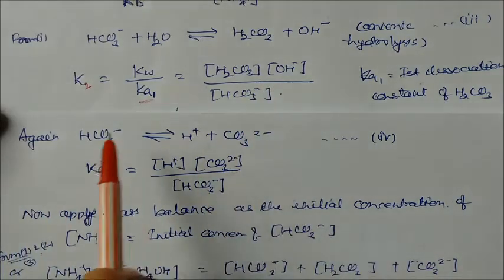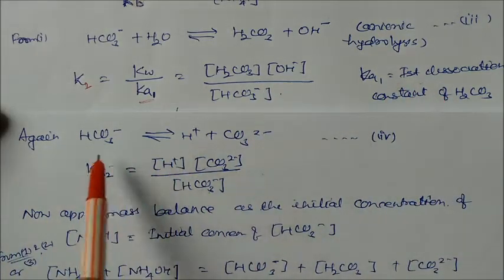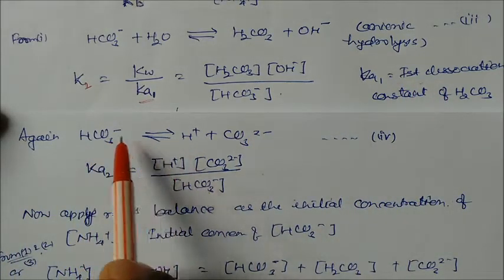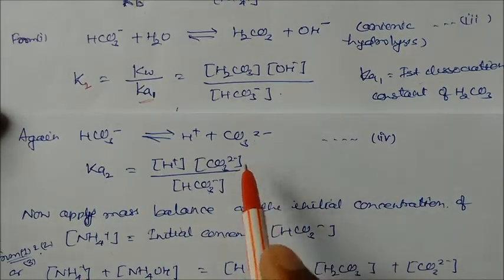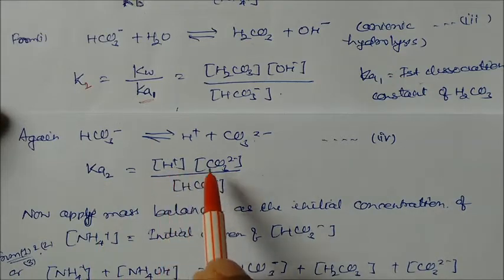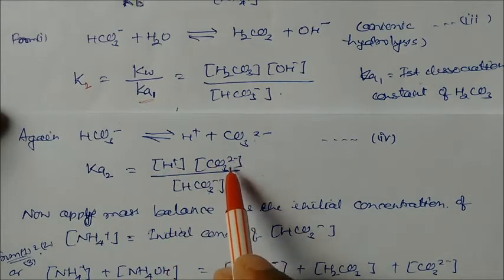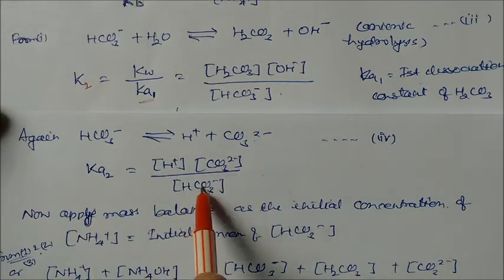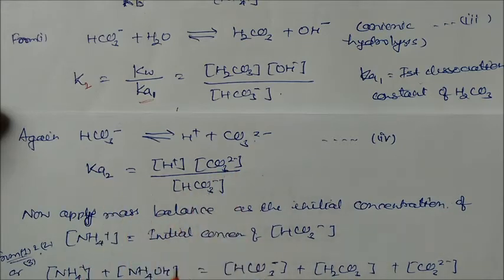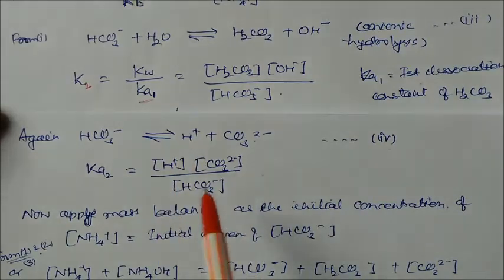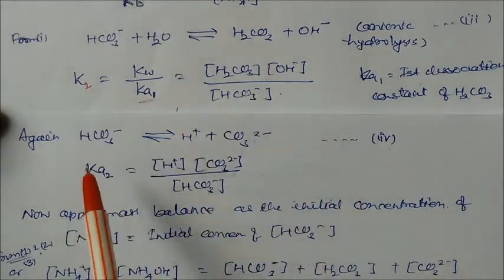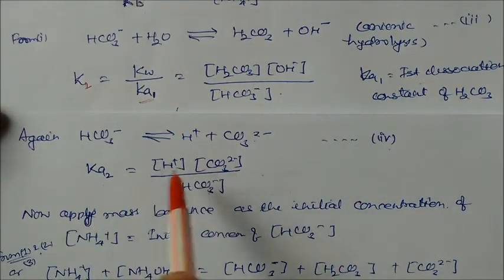Again, for this reaction, HCO3 minus undergoes dissociation into H plus and carbonate CO3 2 minus. So for this, Ka2 will be the concentration of H plus and CO3 divided by the concentration of HCO3 minus, by the law of mass action. From the third case, K1 is this one, and from the fourth case, K2 will be this one.